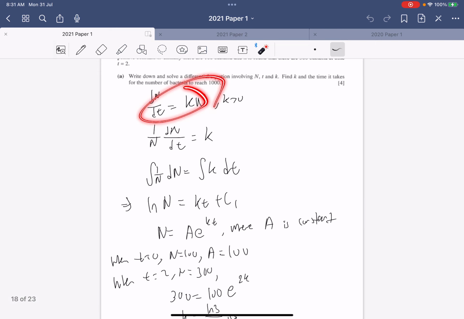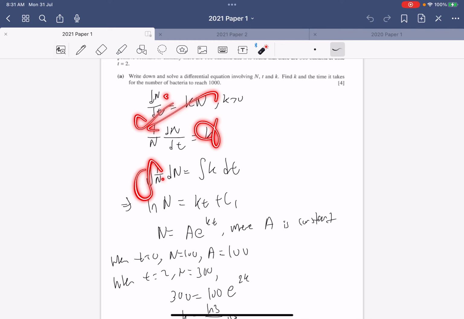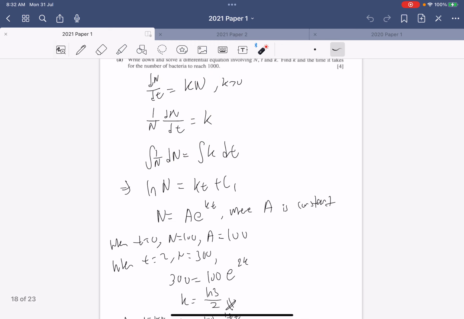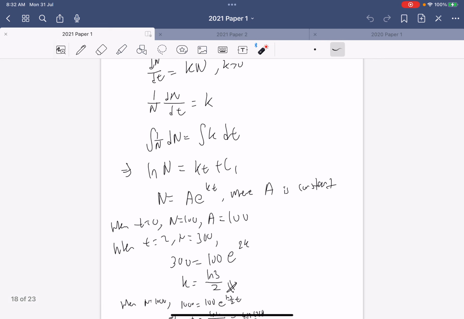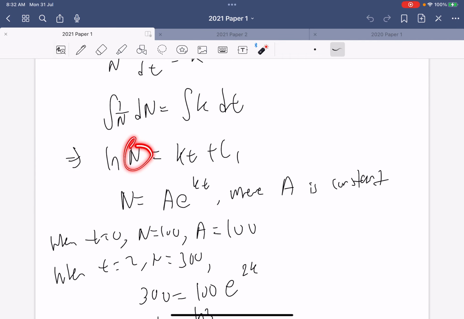So we want to solve this differential equation. You divide by n, keep the k there. You integrate 1 over n, integrate the k. The usual steps, variable separable. Then get ln n equals kt plus c1. The reason why I didn't put a modulus with this n is because the population size has to be positive already. So you don't need the modulus here.